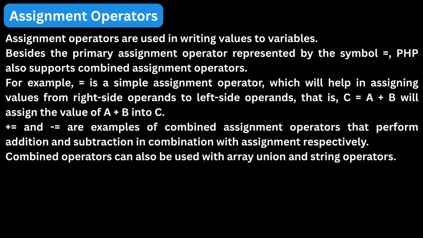Combined assignment operators are not limited to numbers. With strings, the .= operator appends new text to the end of an existing string. For example, $name .= " Khan" adds a last name onto an existing first name. And with arrays, operators like += can be used to perform an array union while storing the result back into the left-hand array. In all these cases, the pattern is the same. The operator carries out some operation using the current value of the variable and another value on the right, then immediately assigns the result back into that same variable, making your code shorter, cleaner, and easier to read.